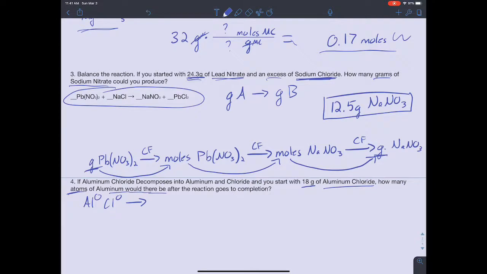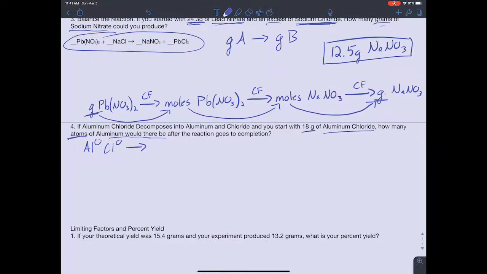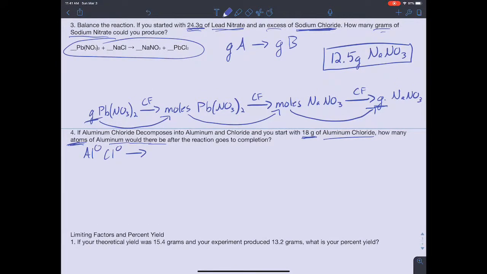Starting with grams, going to grams. Here you're starting with grams, but you're not going to grams. So you need a different conversion factor. This is going to be the same in that you're going, so this time you're going from grams of A to atoms of B. Okay, so think about that carefully.